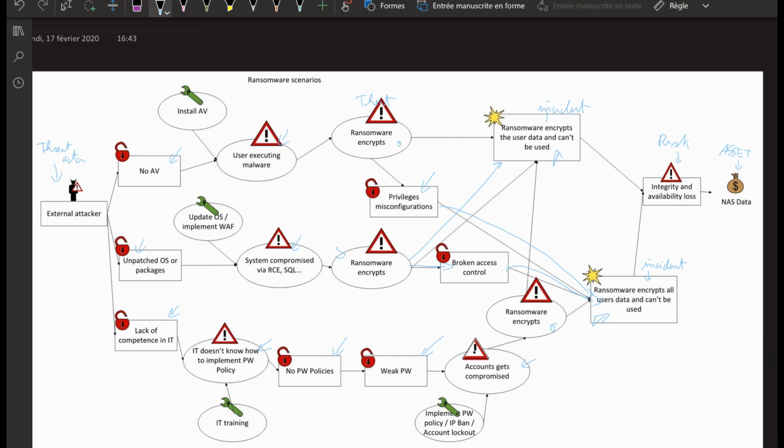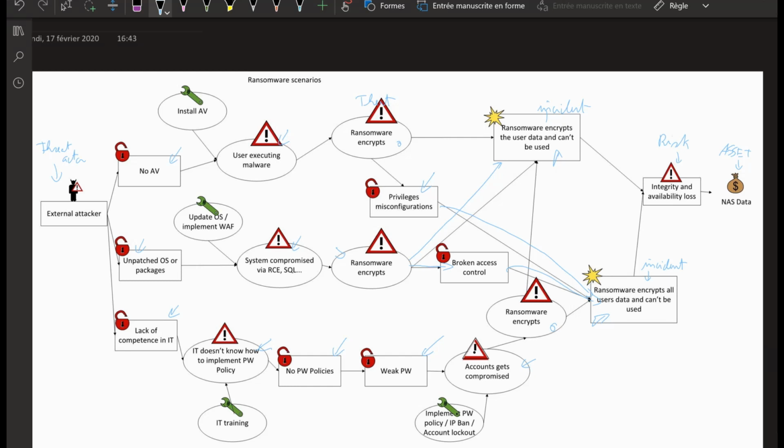So as you can see, the external attacker was able to leverage the fact that we had no antivirus, that we had vulnerabilities in our OS or packages because we never patched them, and because we have a lack of competence in IT. So from those three vulnerabilities, we had some scenarios where we were able to encrypt user data, of a specific user or multiple users. Now, how can you correct all this?